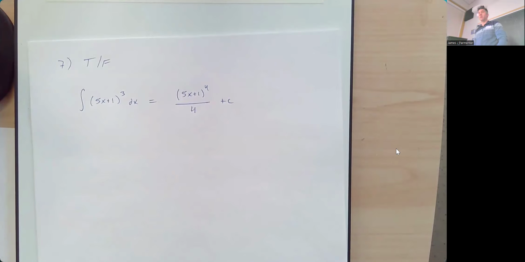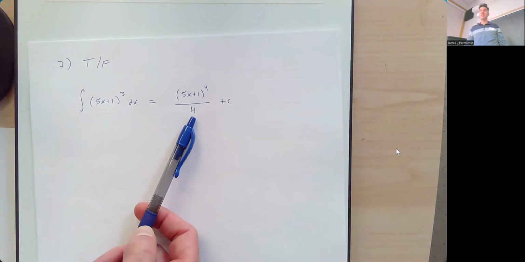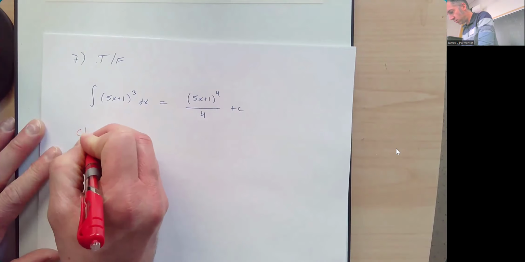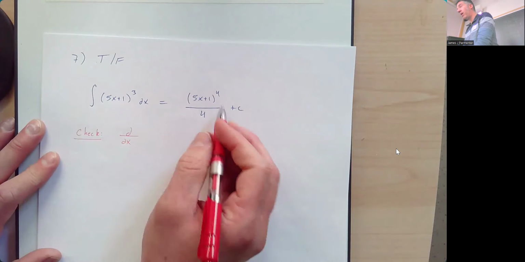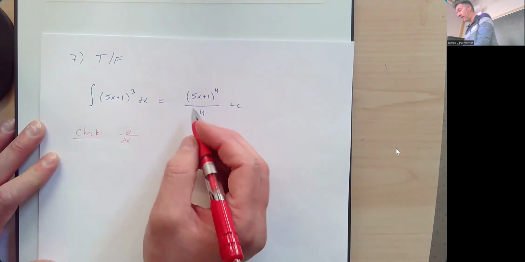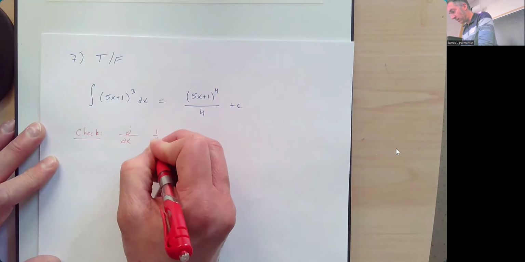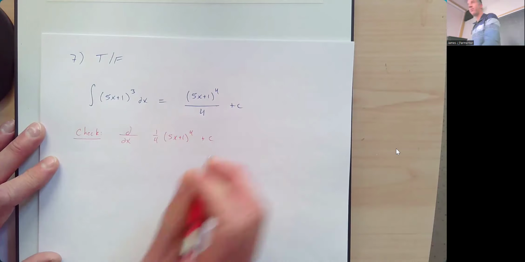And here is the typical tactic for answering a true or false question about an integral. You don't try to find the integral or antiderivative of this. You try to find the derivative of the thing you think it's equal to. So let's check. We're going to take the derivative of, I would probably choose to rewrite this, instead of (5x plus 1) to the 4th over 4, as 1/4 times (5x plus 1) to the 4th plus c.